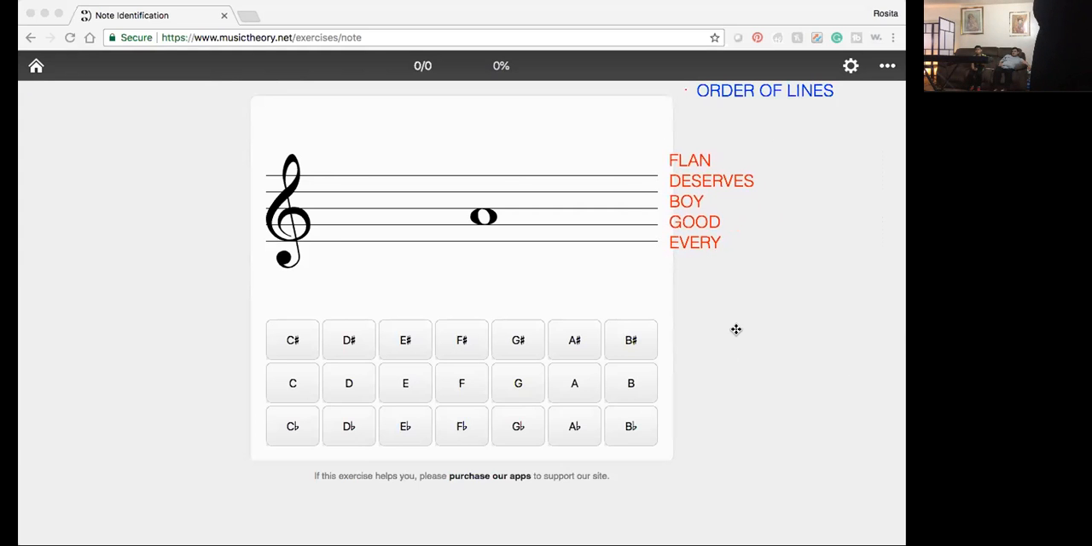So this starts from the bottom line. The bottom line will be every. Every starts with what? What letter? E, yes. So that means that first line is going to be E. Good. Oh, funny, that's in the second line. Go figure.